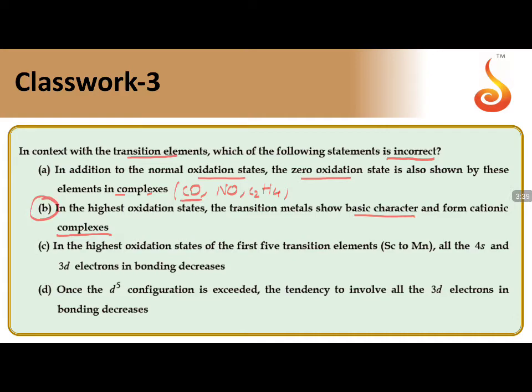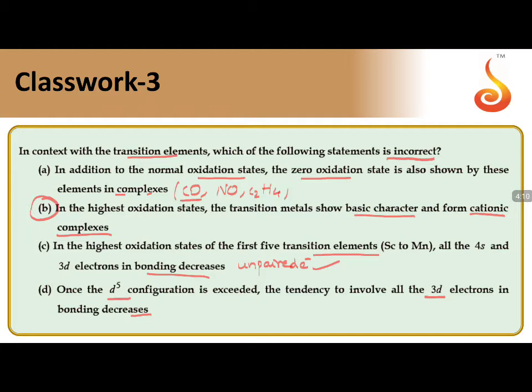Let us find out how it is. I'll show you later. In the highest oxidation state of the first 5 elements, all the 4s and 3d electrons are involved in the bonding. Correct. All the unpaired electrons take part in the bonding. So up to manganese, all electrons are unpaired. This is the correct statement. Variable oxidation states are possible. Once the d5 configuration is exceeded, the tendency to involve d electrons in the bonding decreases. Correct. Pairing starts, and the number of d electrons participating in the bonding decreases.